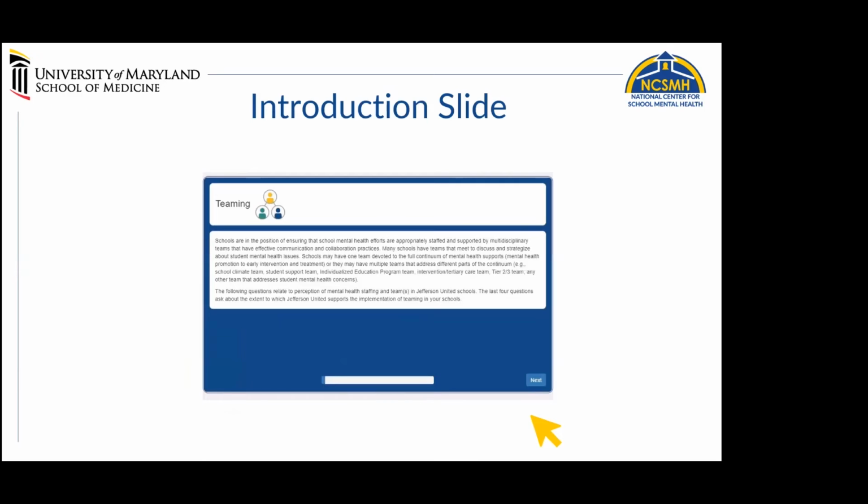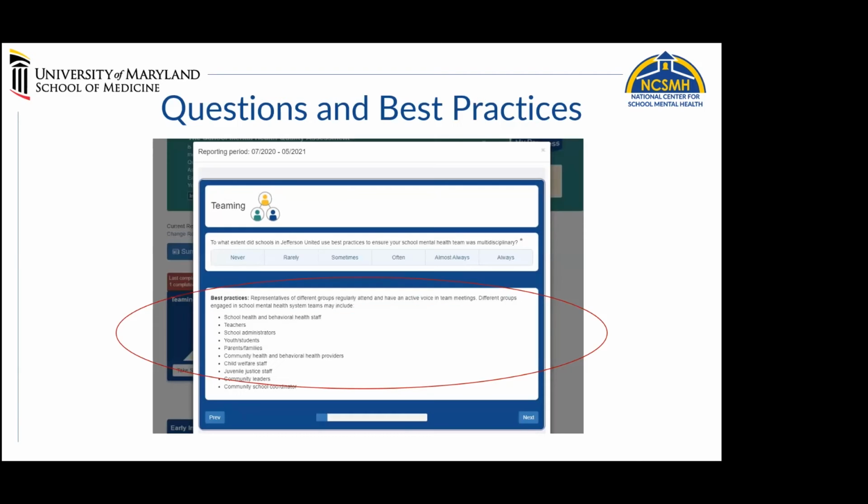When you select Take Survey under one of the domains, an introduction page that explains the domain will appear. Click Next to move into the questions. Each question includes a list of best practices that should be used as a general guide for answering the question. Many of the answer options are on a scale of never to always. Selecting always suggests that a team is implementing many best practices with high frequency.